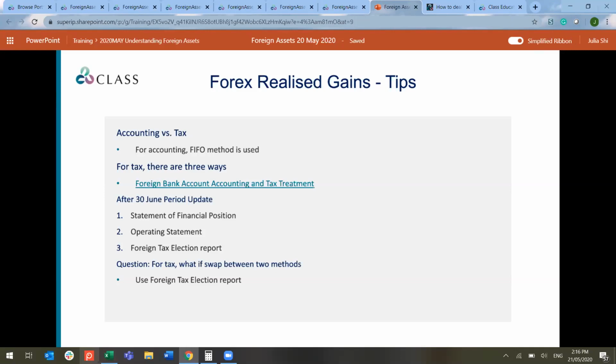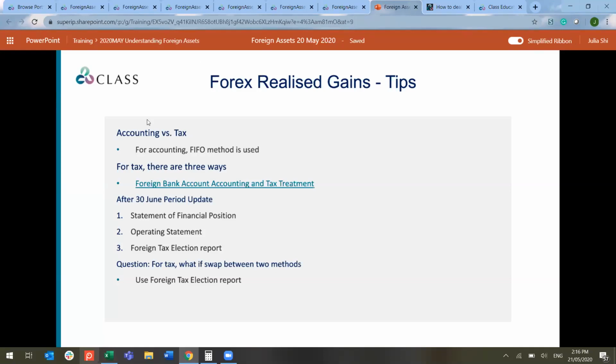And then the realized gain or loss will show up on the operating statements after the period update if you do have any cash out transaction from your foreign bank account. And then again, the equivalent Australian dollars of the cash out transaction will be treated like proceeds. And then the difference between these two will be taken up as the realized gain or losses.